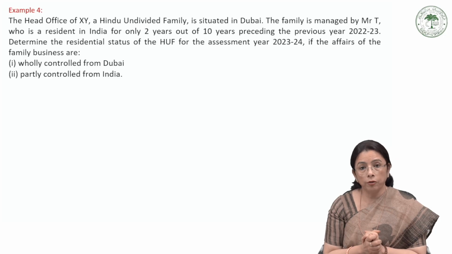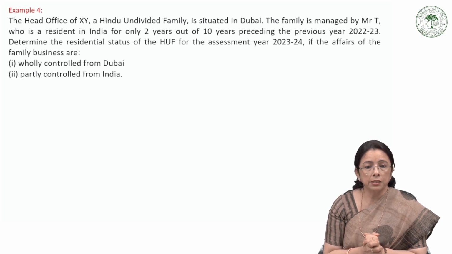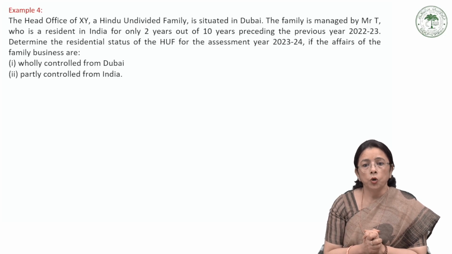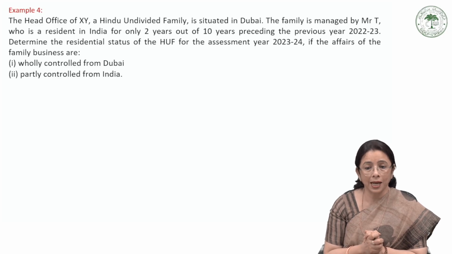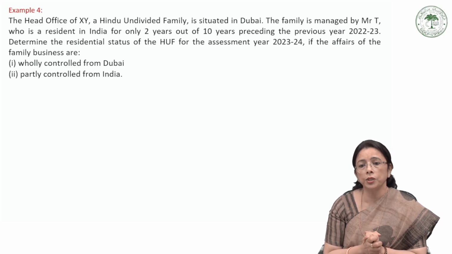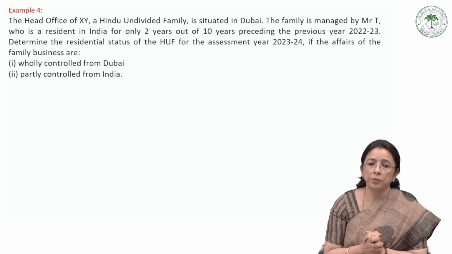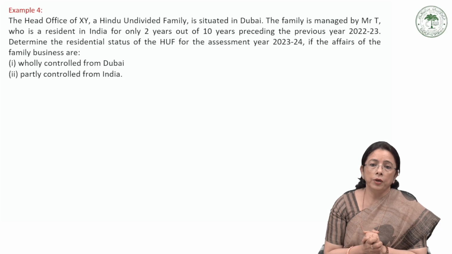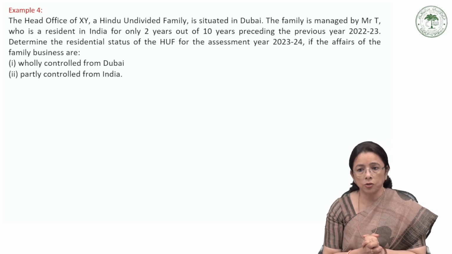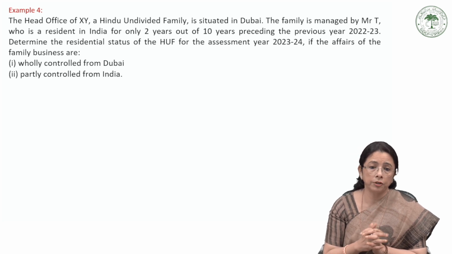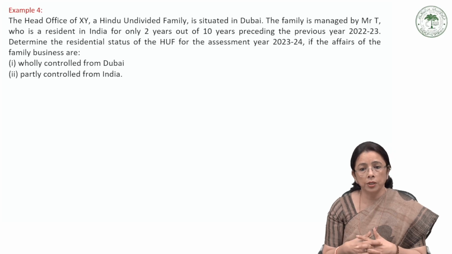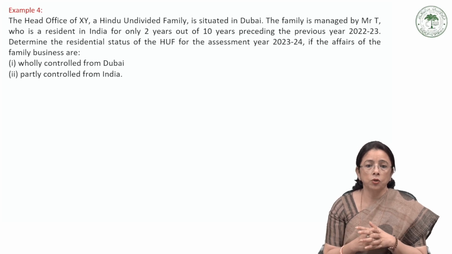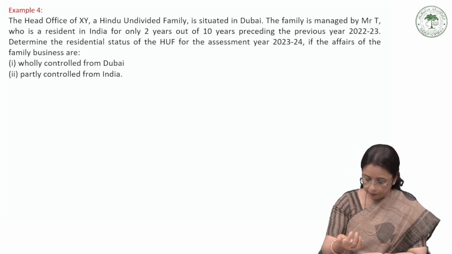Okay, so the head office is in Dubai. The family is managed by Mr. T, who is a resident in India for only 2 years out of 10 years preceding the previous year 2022-23. We have to determine the residential status of the HUF for the assessment year 23-24 if the affairs of the family business are, first condition, wholly controlled in Dubai, and the second is partly controlled in India.